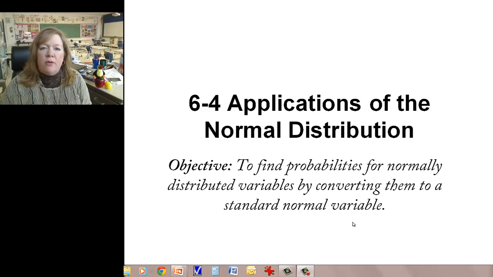In other words, going back and forth using the formula to convert from data values to z values and z values to data values. Data values being your x, and we're also going to look at sets of data to see if they are normally distributed. So we're going to be checking for normal distribution.